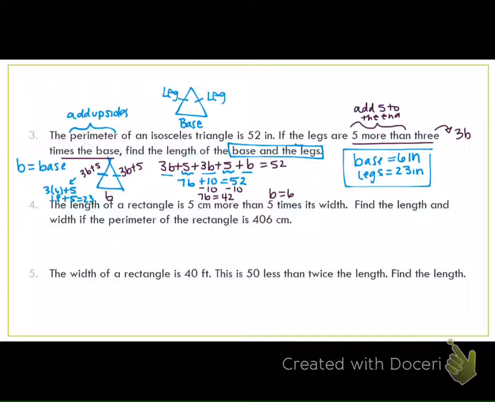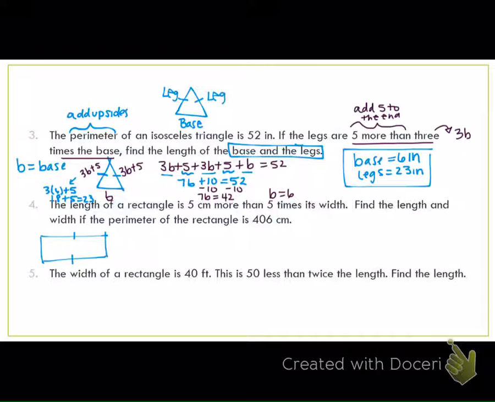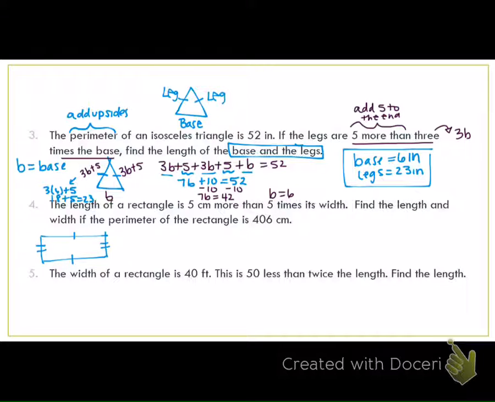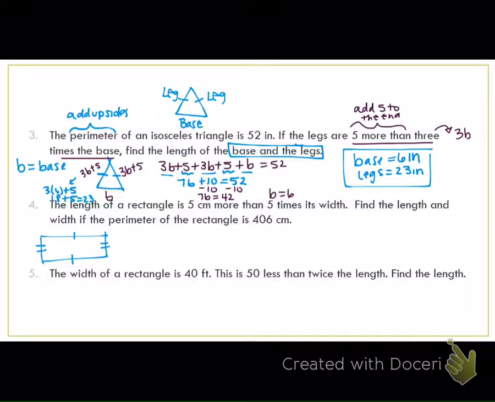All right. The length of a rectangle is 5 more than 5 times its width. Find the length and the width if the perimeter of the rectangle is 406. So we have a rectangle. Opposite sides are congruent. Pictures are very important. Okay, so it's all in terms of the width. So in this case, I'm going to say W equals the width. So I'm going to label my width W.